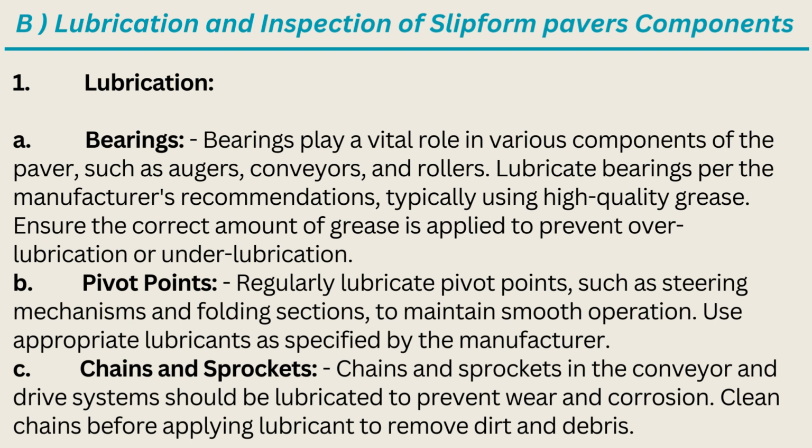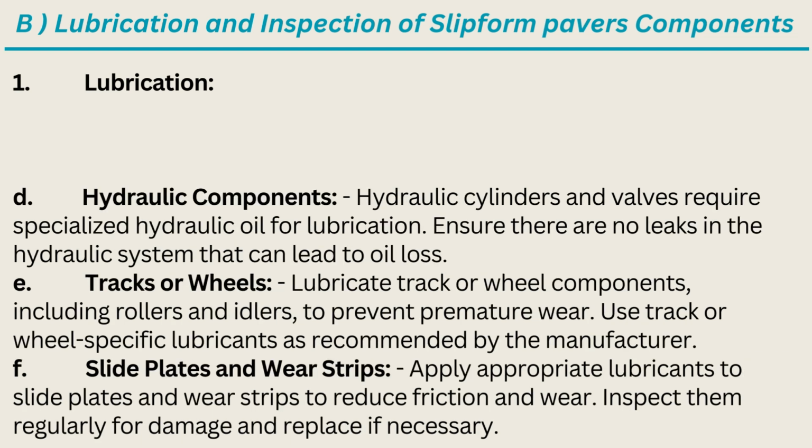C. Chains and sprockets. Chains and sprockets in the conveyor and drive systems should be lubricated to prevent wear and corrosion. Clean chains before applying lubricant to remove dirt and debris. D. Hydraulic components. Hydraulic cylinders and valves require specialized hydraulic oil for lubrication. Ensure there are no leaks in the hydraulic system that can lead to oil loss.